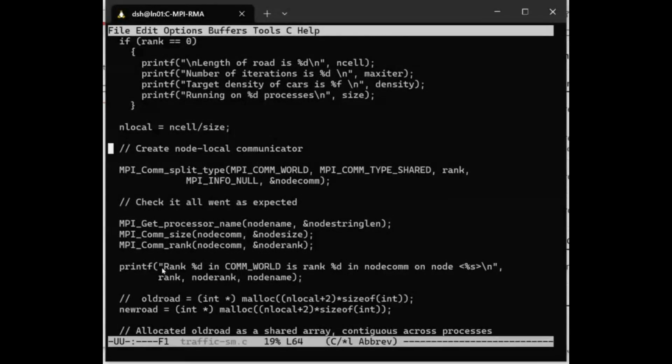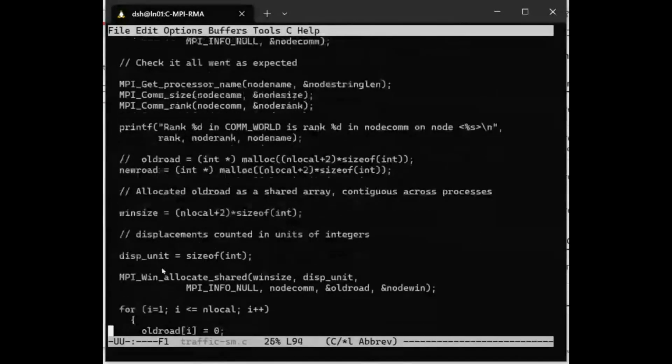So create node local communicator. This is MPI comm split type. We've seen that already. Just to check, I get my node name and I get the size and rank. I say rank in comm world is rank in node comm on node such and such. I print out all the debugging just to make sure things worked as I expected. In the original code, you malloc old road, but we're not going to malloc old. Old road is the one where you need to use the i+1, i-1 indexing.